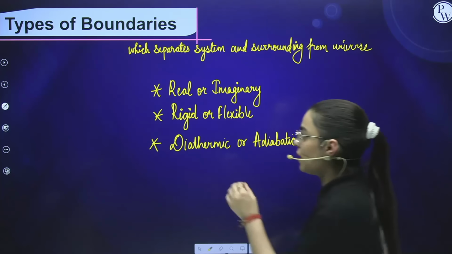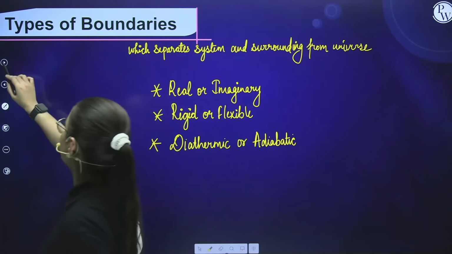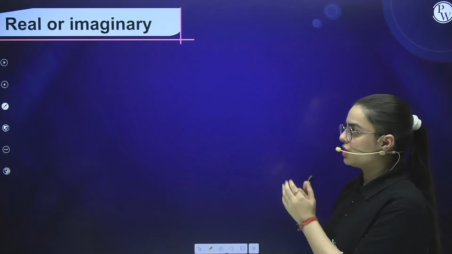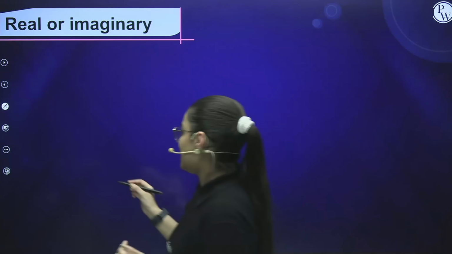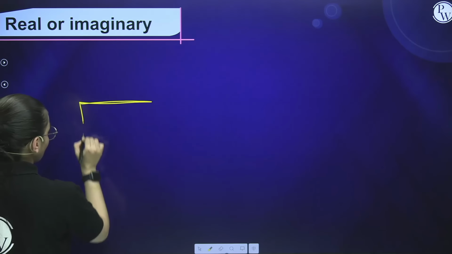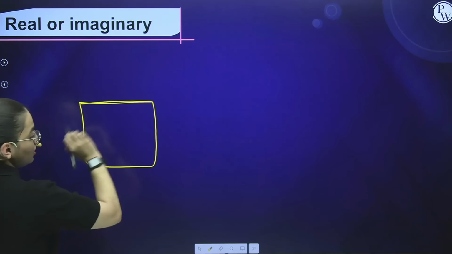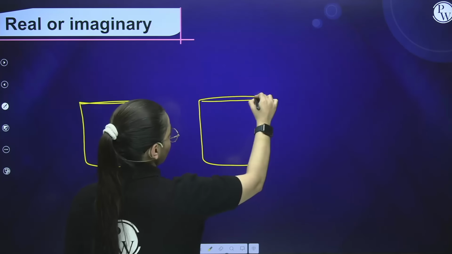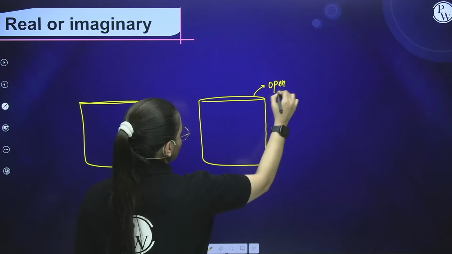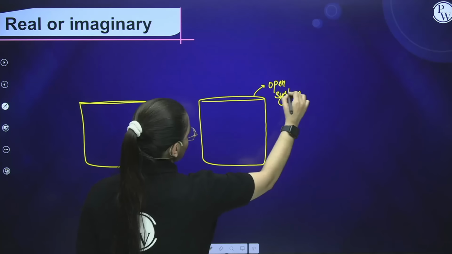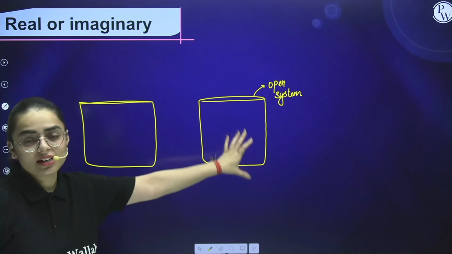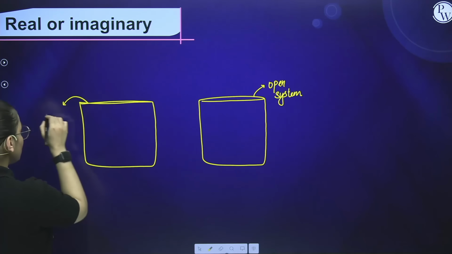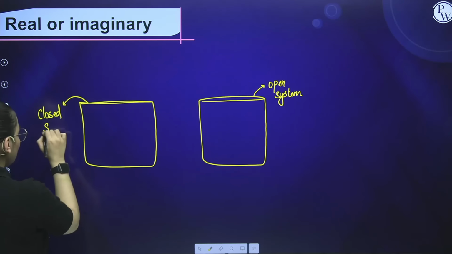Now students, let us see these kinds of boundary one by one. The very first kind is the real or imaginary boundary. Let us take one example. This is my beaker. This beaker is open from above, so this is basically an open system. Why am I writing open system? Because this is the portion which we are studying, on which we are investigating. So this is referred to as a system. This is our open system, and this is the closed one, which is closed from the top. So this is my closed system.